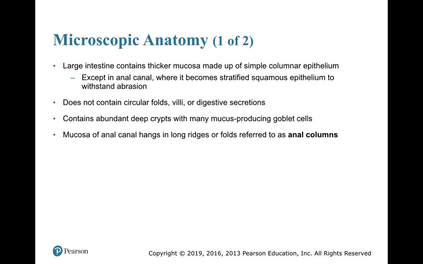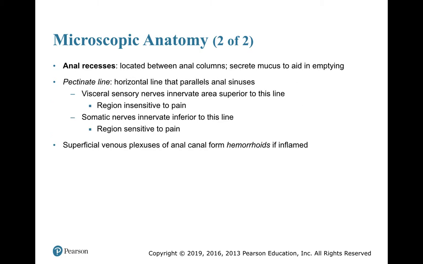Mucosa of the anal canal hangs in long ridges or folds referred to as anal columns. The anal recess is located between the anal columns and secretes mucus to aid in emptying. There's a structure called the pectinate line, which is a horizontal line that parallels the anal sinuses. Visceral sensory nerves innervate the superior part of that line. Its region is insensitive to pain, while somatic nerves innervate the lower part of the line, and that would be sensitive to pain. Superficial venous plexuses of the anal canal are what become hemorrhoids when they get inflamed.